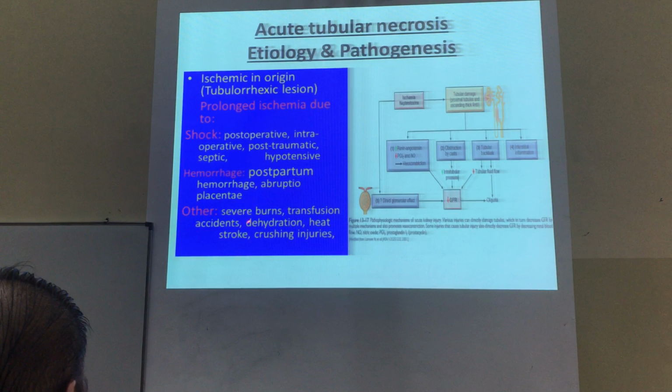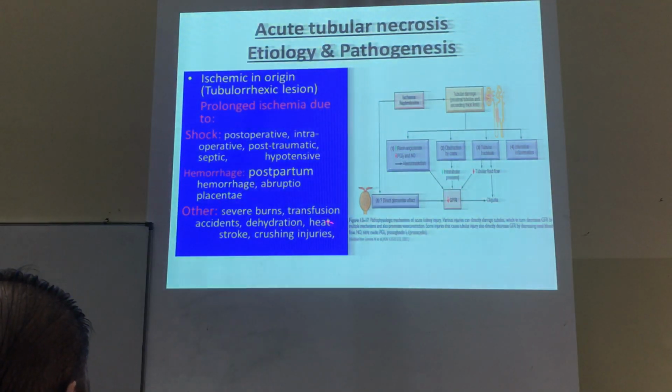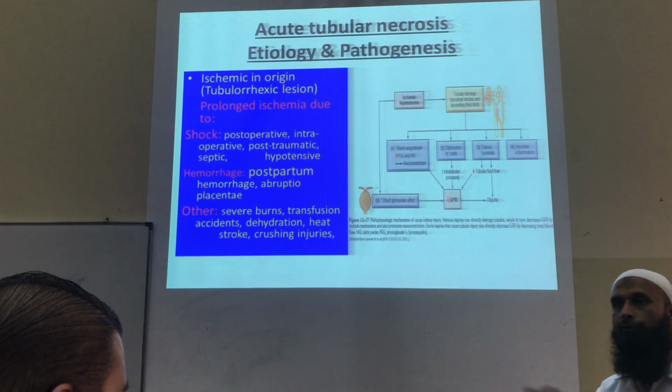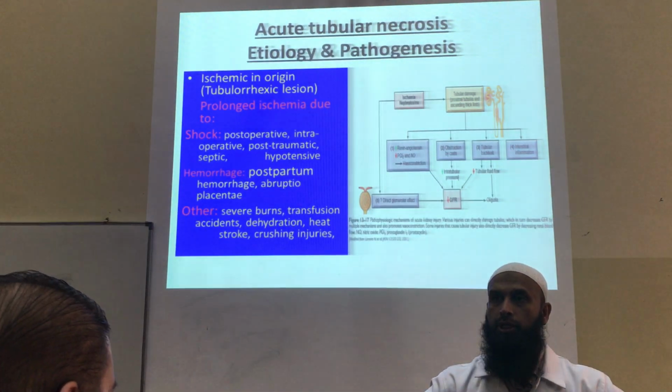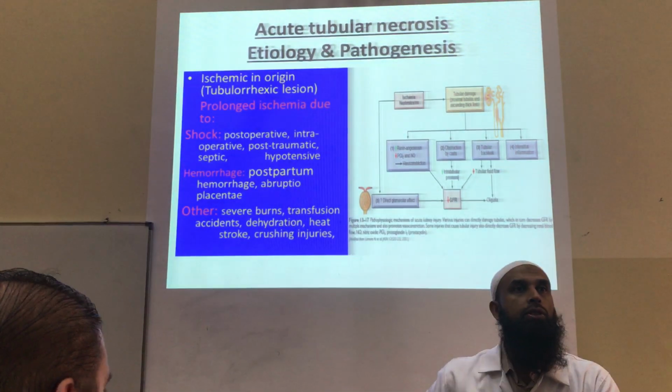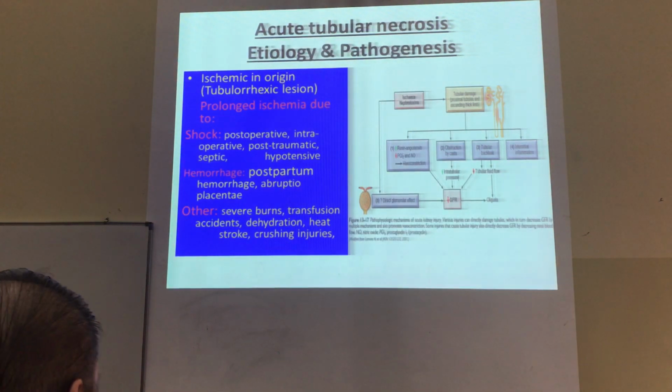Then others, for example, in cases of severe burns, because there is a lot of dehydration, our skin is not available, so a lot of blood contains water. This water is lost through evaporation. So this leads to hypovolemia. Similarly, transfusion accidents, sometimes you give negative blood to positive patients, so there is hemolysis, so all the RBCs are lysed, so they are not able to take oxygen to the tissues. So this can lead to ischemic crisis.